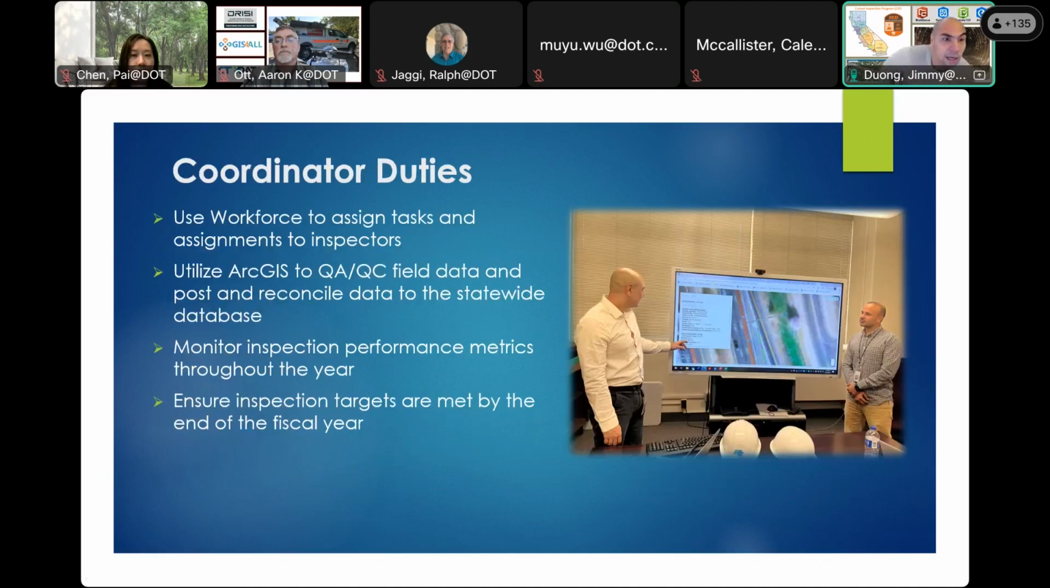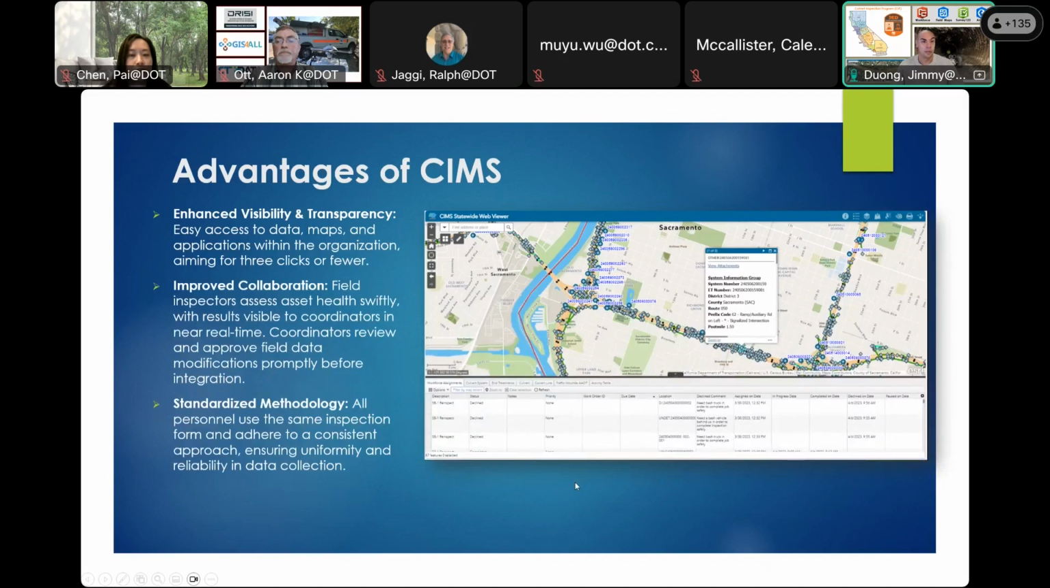Coordinator duties: they use Workforce to assign tasks and assess assignments to inspectors. They utilize ArcGIS to QA/QC field data and post and reconcile data to the statewide database. They monitor inspection performance metrics throughout the year, and they ensure inspection targets are met by the end of the fiscal year. So what are some of the advantages of CIMS?